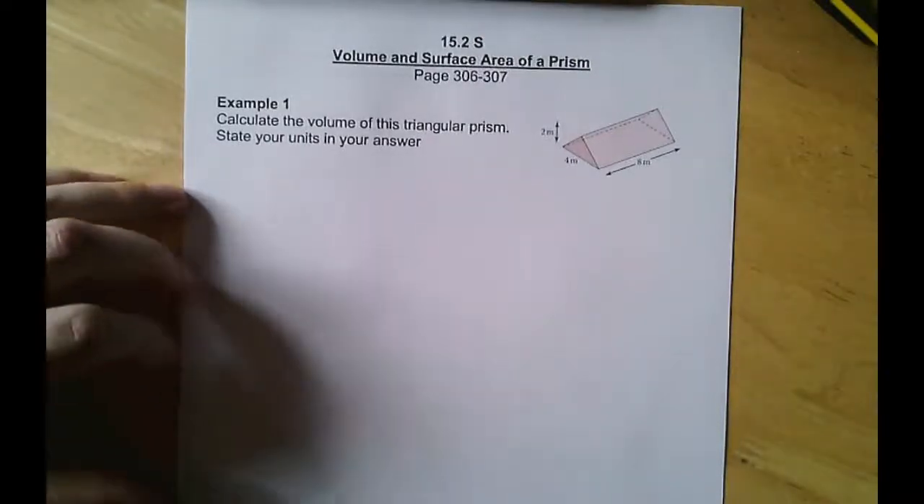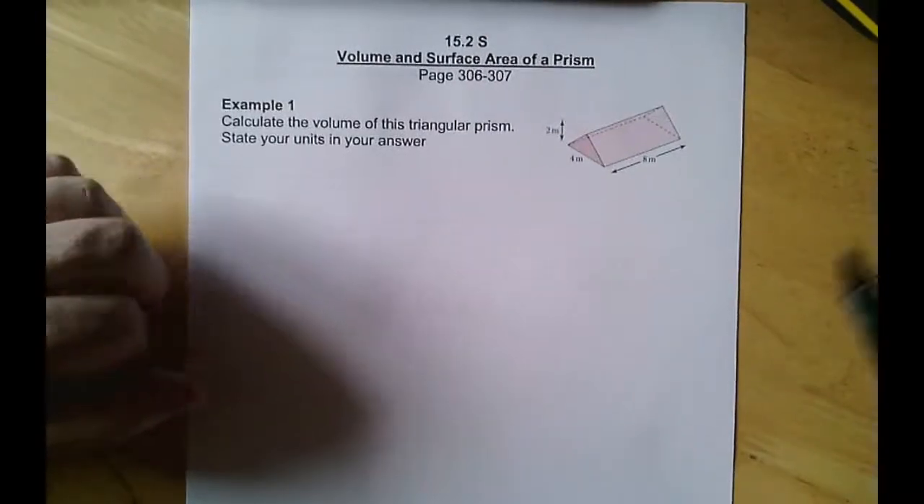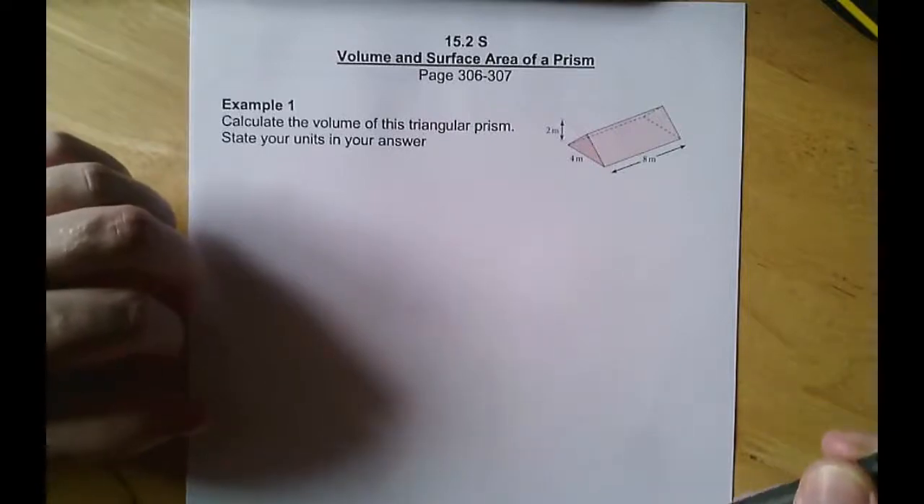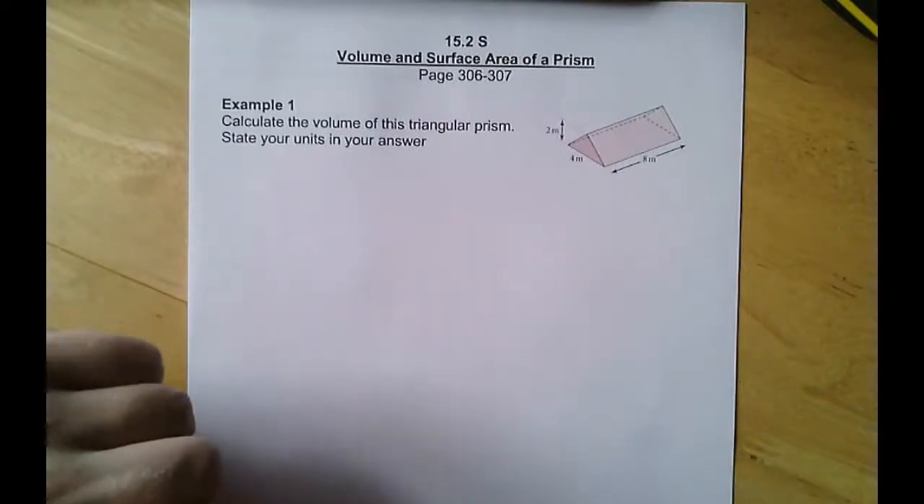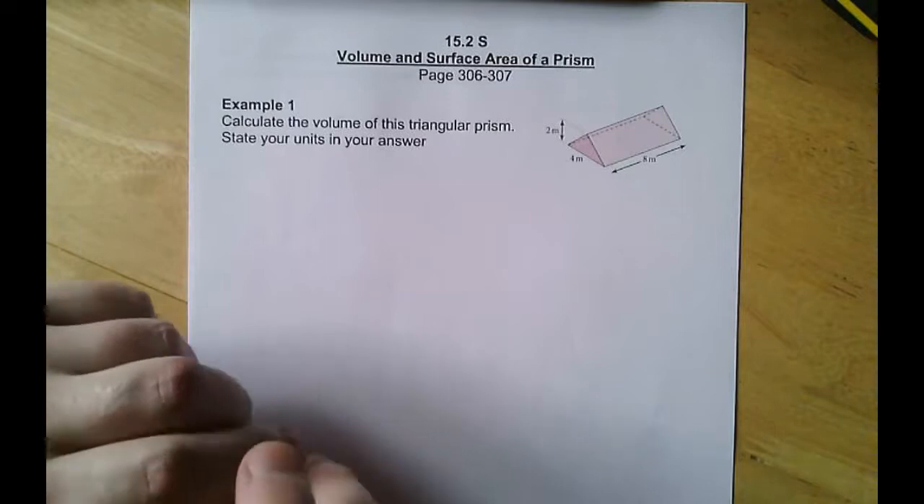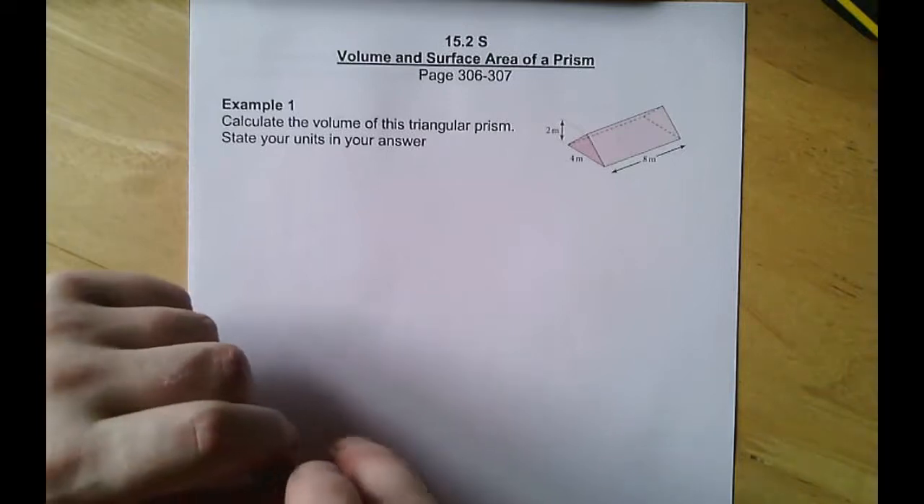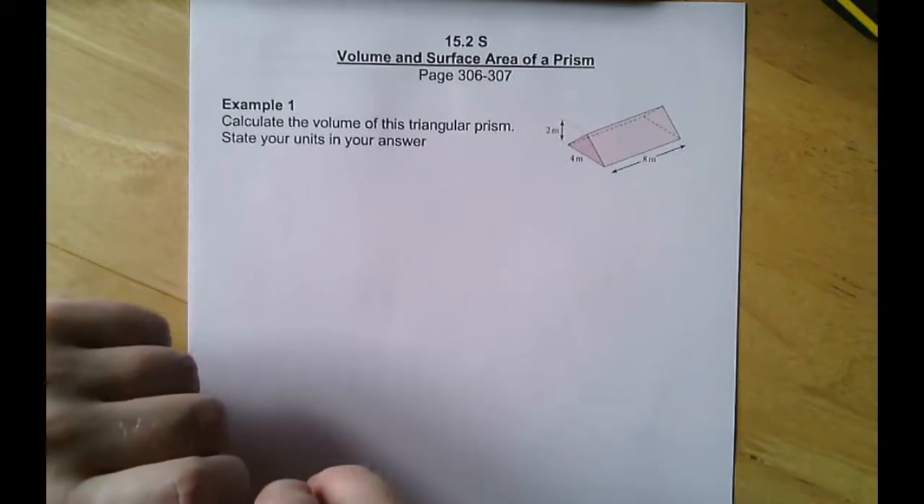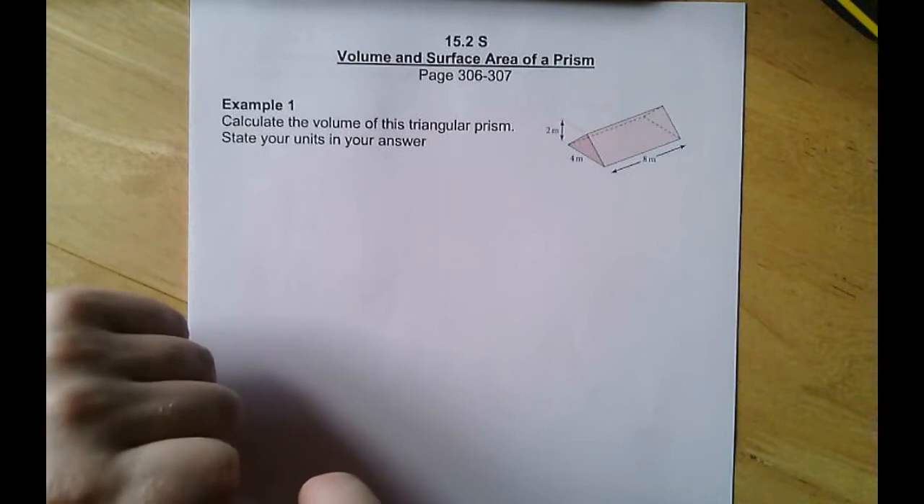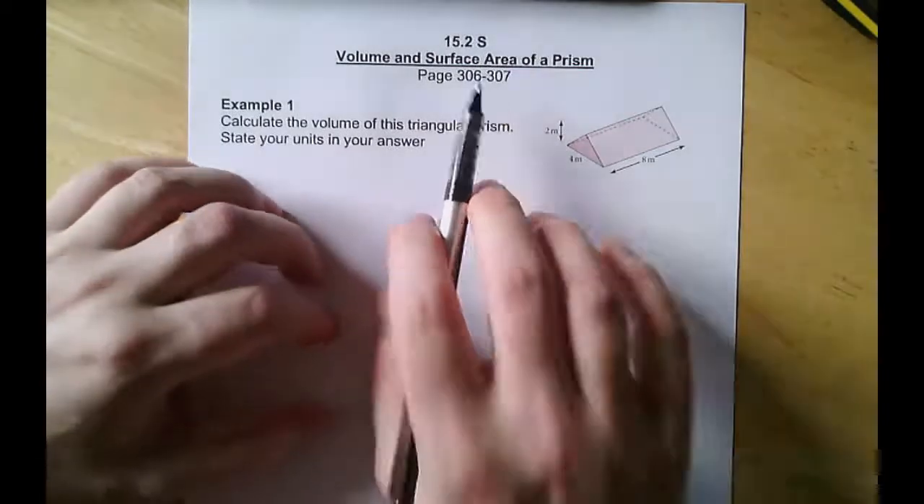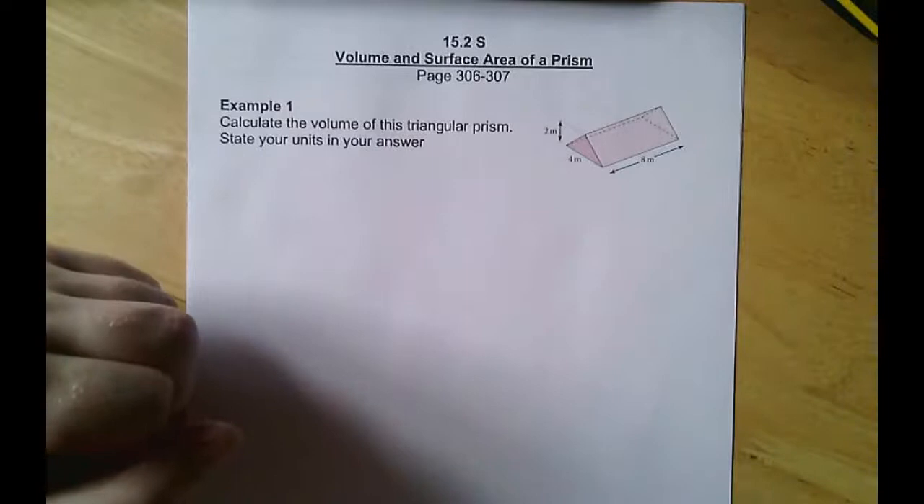Hello, Year 10. This is your first lesson on chapter 15.2, so volume and a little bit of surface area of a prism. And this is on page 306 and 307 in the textbook.